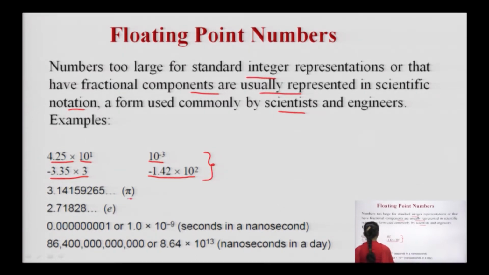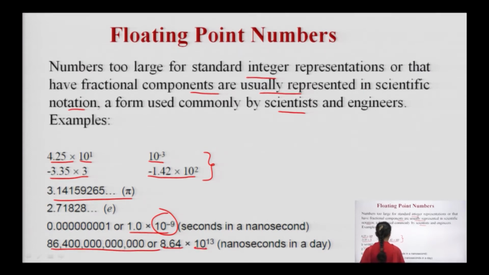Then the value of pi is a common constant known to everyone, 3.14159265, again a number represented in floating point. The value of e is 2.71828. Then the number of seconds in a nanosecond is 1 into 10 to the power minus 9. These are the seconds in 1 nanosecond.